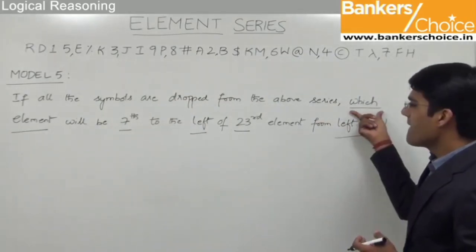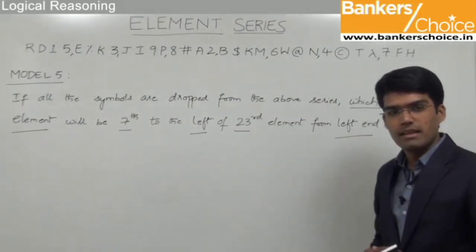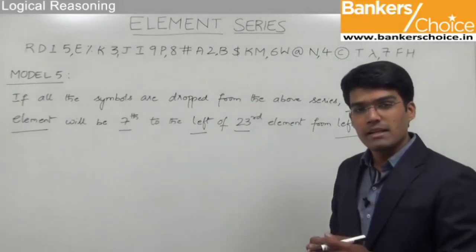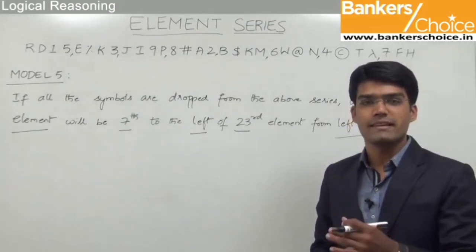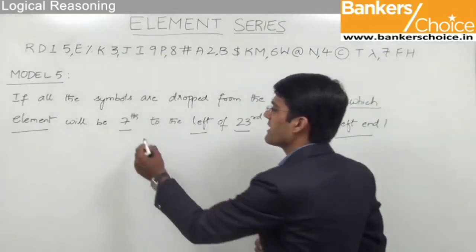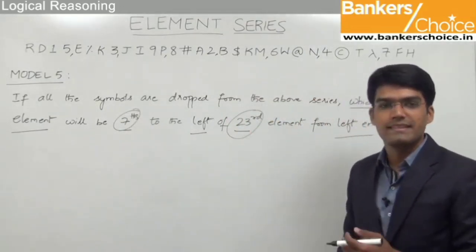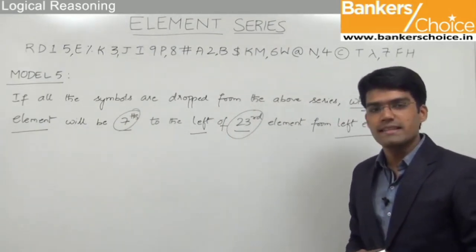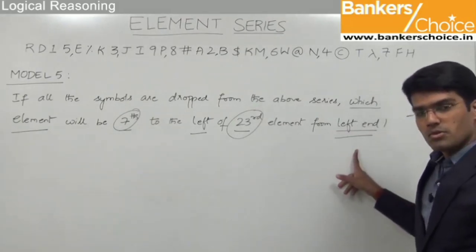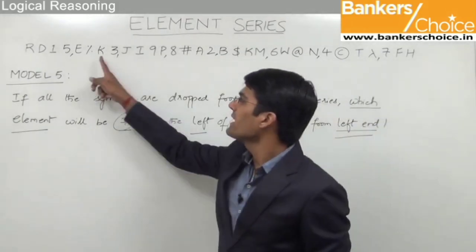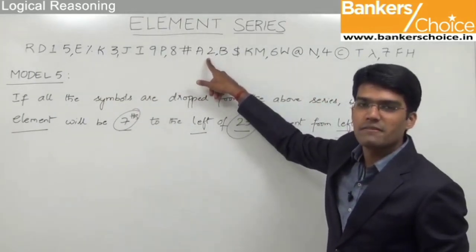The question here is, which element will be 7th to the left of 23rd element from the left end? As we have discussed in the previous model, whenever there is a left and left combination, the difference of two positions should be considered to get the required element. Now, the two positions here are 7th and 23rd, and the difference of these two positions is 16. So we need to take the 16th element from the left end, as left end is specified in the question. So in general, the answer here would be 4, 8, 12 and 16. That is, 2 is the element which is 16th from the left end.